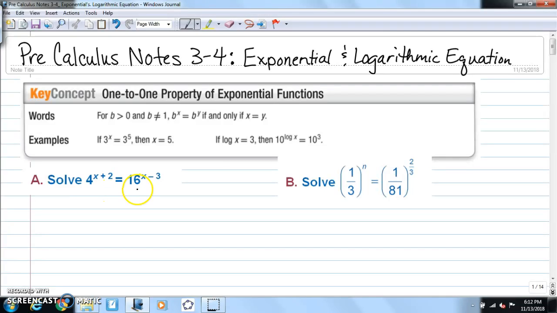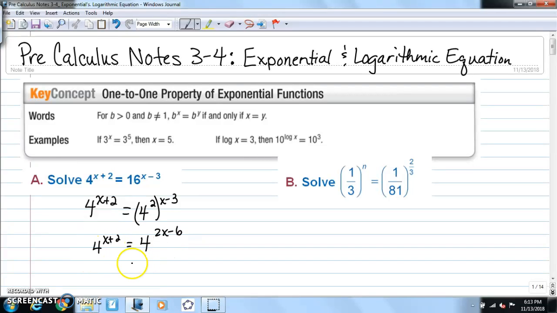Well, I could write these both as base 2, but you don't have to go down to the lower base. You just need to have them look alike. So I know 16 is 4 squared. So I'm going to leave this one as 4, and I'm going to write this one as 4 squared to the x minus 3. Okay, but we know that when we take a power to a power, we multiply them. So that's 4 to the 2x minus 6 equals 4 to the x plus 2.